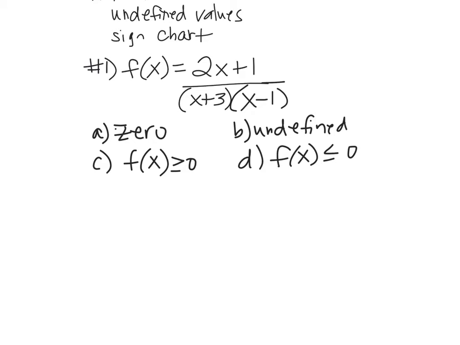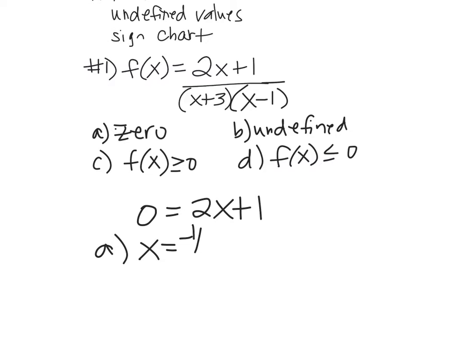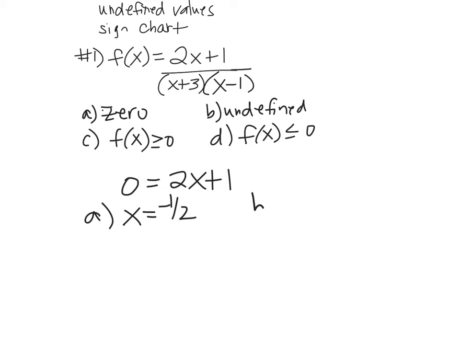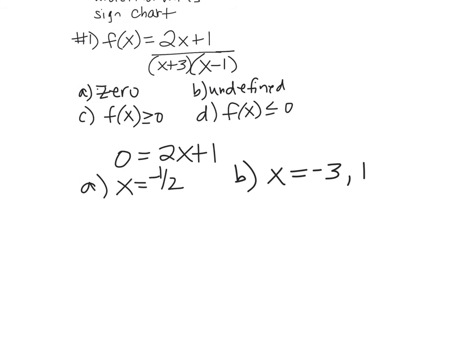Now, the first thing you want to do is find anything that's going to be a critical point on this thing. To find the 0, you want to let f of x equal 0 and solve. So letter A, x equals negative 1/2. That's going to be a critical point. It's a 0 of the function. Letter B, anything where x is undefined, that would be at negative 3 and 1. Now we're going to make a sign chart with those 3 numbers.